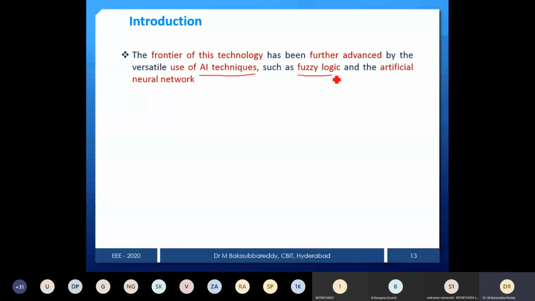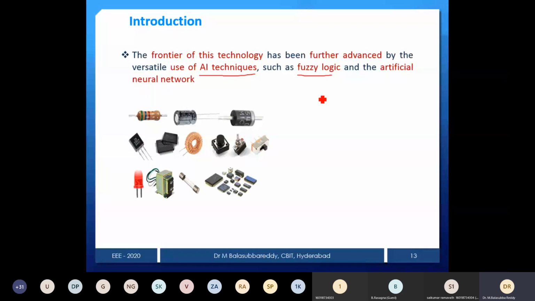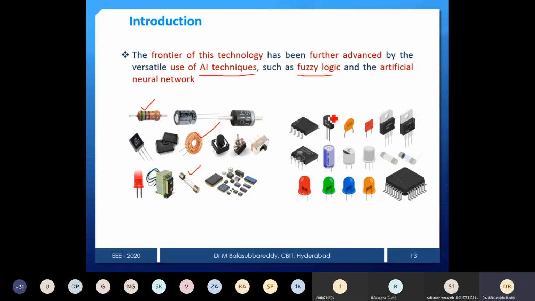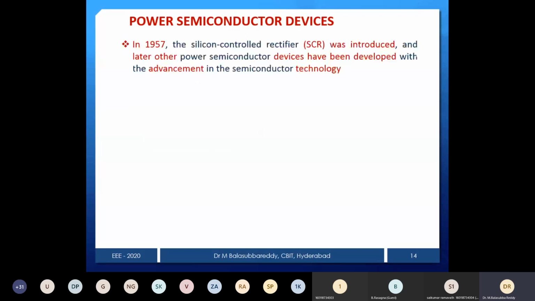In these controllers, you may have different components, energy storage elements, and fuses, because if you open the power electronics kit, you may find this type of energy storage elements and devices. It may be SCR or MOSFET or BJT. So these types of devices are available inside the power electronics controllers. And now we will see the power semiconductor devices.